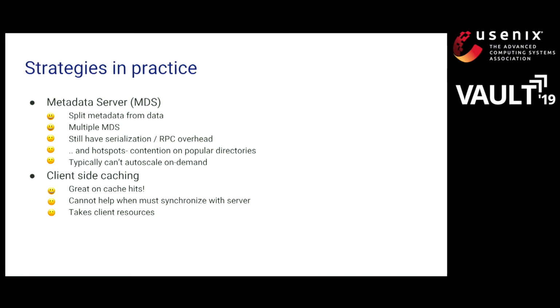Well, the strategies that we have had for a long time now are, first, you can split the data from the metadata and have a metadata server. You can have multiple metadata servers, and this makes the metadata not block data transfers, but you still have to go over the network to reach the server. You still have that overhead, and you still have serialization if there are two clients accessing the same bit of metadata. Popular directories can become hotspots, and these metadata servers don't auto-scale. So you might have a fixed partition of your namespace.